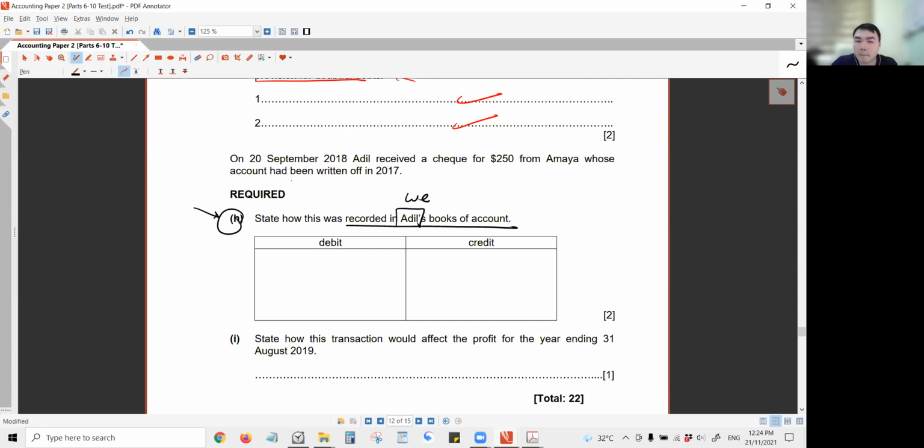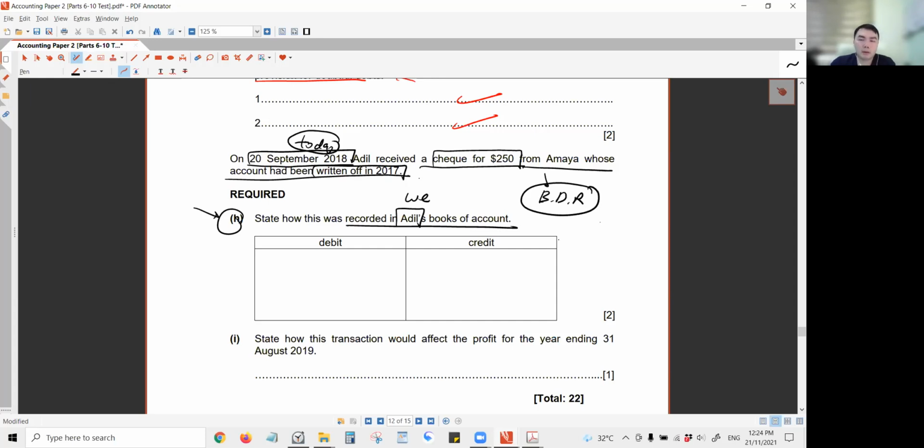Okay, let's see what it is about. On 30th September 2018, received a check for $250 from Amaya, whose account had been written off in 2017. In 2017, it was written off. And right, this is today. Okay, this is today. 30th September 2018 is today. You receive a check for 250. What do you call this? This is bad debt recovered. This is bad debt recovered. Okay, so you have to recall what are the steps for bad debt recovered.